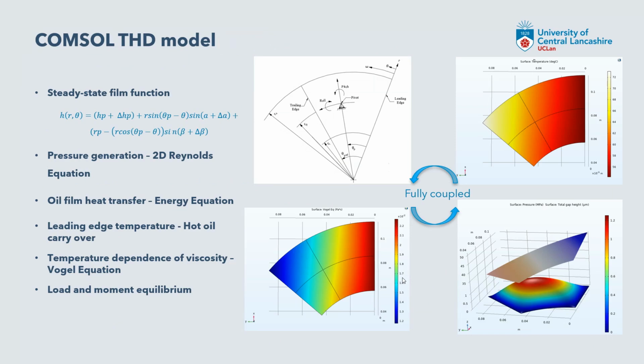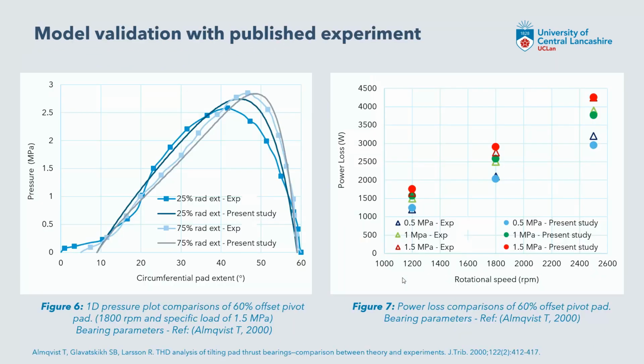So we have a slightly higher inlet temperature, slightly higher than the feed temperature to the bearing due to this hot oil carryover, and then we have this thermal distribution. And then on the bottom left is the Vogel equation and the viscosity variation in the oil film, and then the pressure distribution and the film geometry obtained.